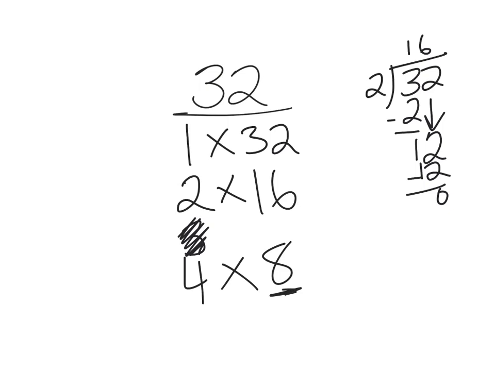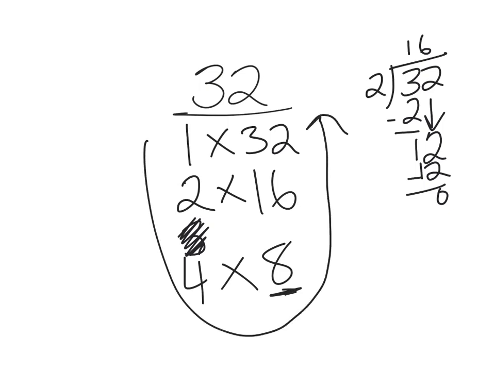But look, 8's on the right side. So if I'm doing that horseshoe method, then I know, hey, I'm finished. Because the next one I'd have to test showed up on the right side. And so at this point, I would stop and go, okay, hey, I've factored 32. I have 1 times 32. I have 2 times 16. I have 4 times 8. But there's nothing else that would work. There's no other math fact. There's no other number that gives me 32.